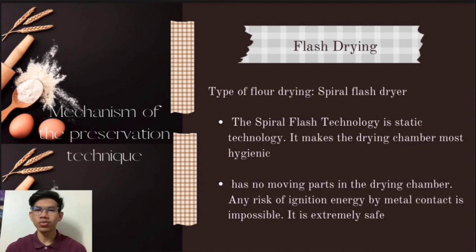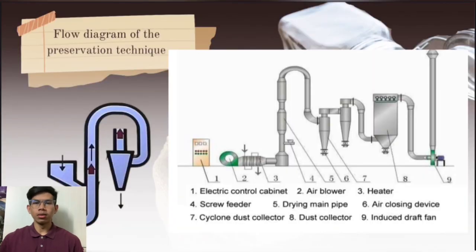The spiral flash dryer technology is static technology. It makes the drying chamber most hygienic. The spiral flash technology has no moving parts in the drying chamber, so any risk of ignition energy by metal contact is impossible. It is extremely safe.